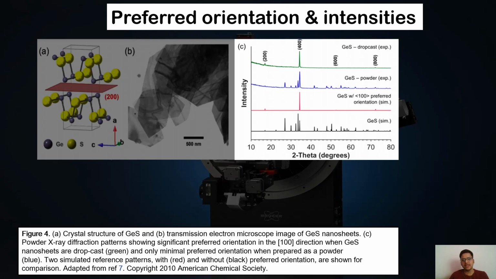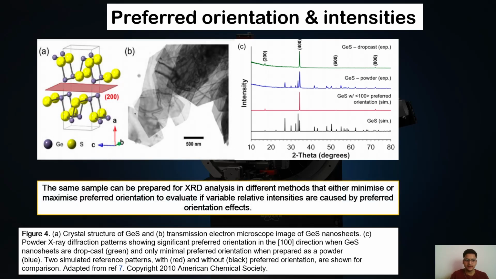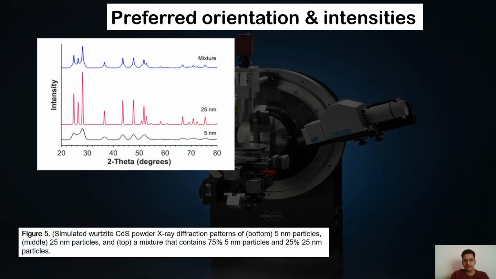So in the GS dropcast experiment, we allow a certain orientation to grow, 400 plane, 100 plane. So 100 is preferred, and similarly 400 is preferred. You can see that the peak dominates in the GS 100 preferred orientation simulation in the red one, and similarly we obtained it in the green one. So from this data we know that yes, preferred orientation has an effect on the intensity. You can prepare your XRD sample either to minimize or maximize preferred orientation to evaluate whether intensity varies with the orientation effect, and we found that yes, it varies.